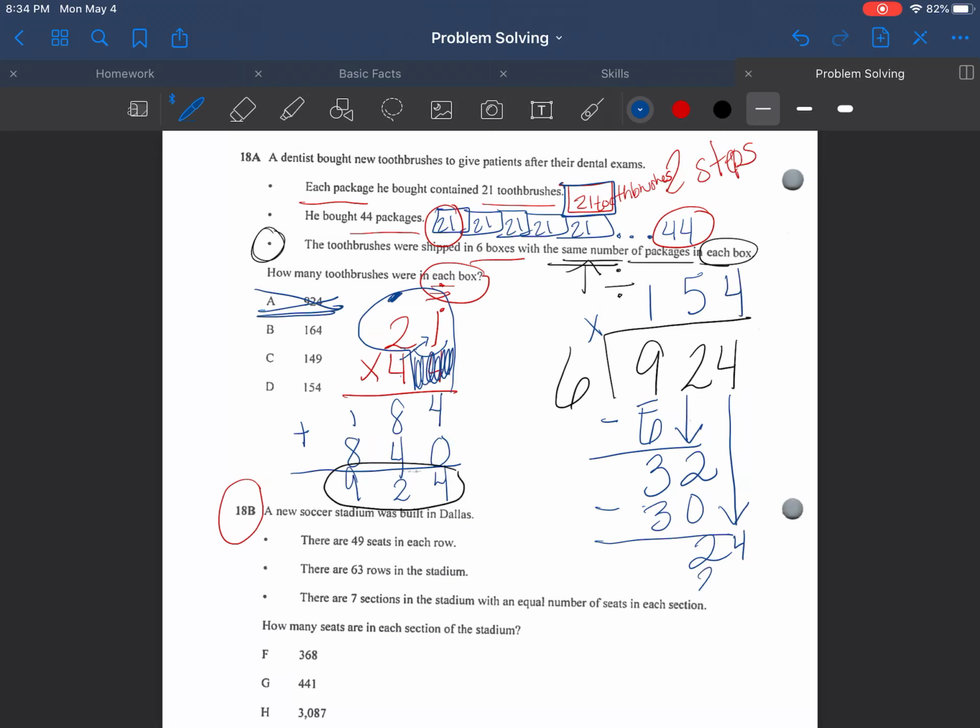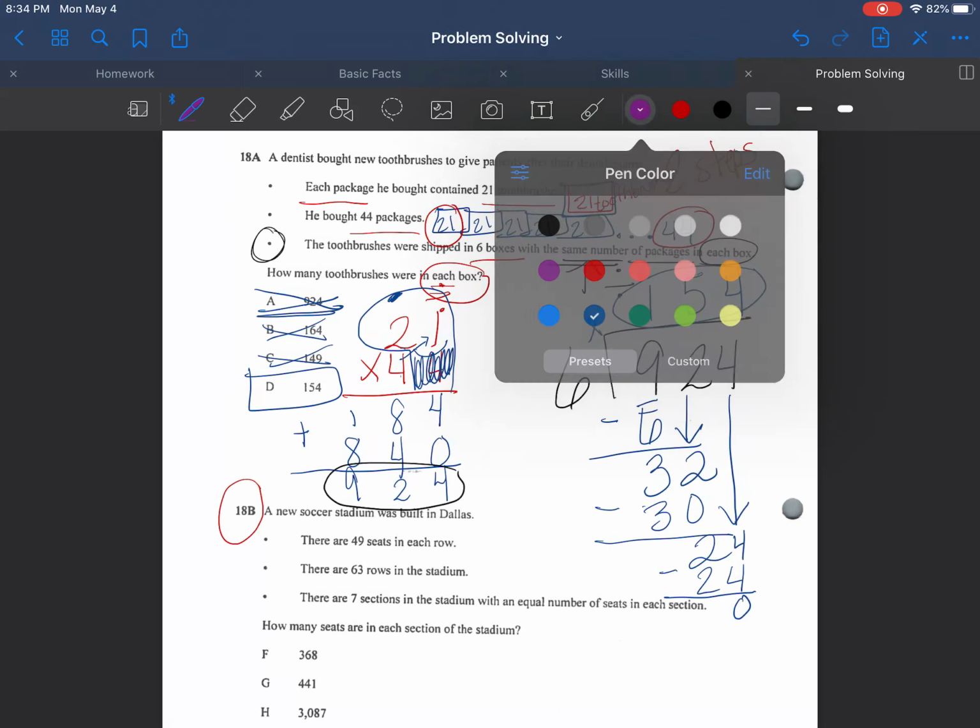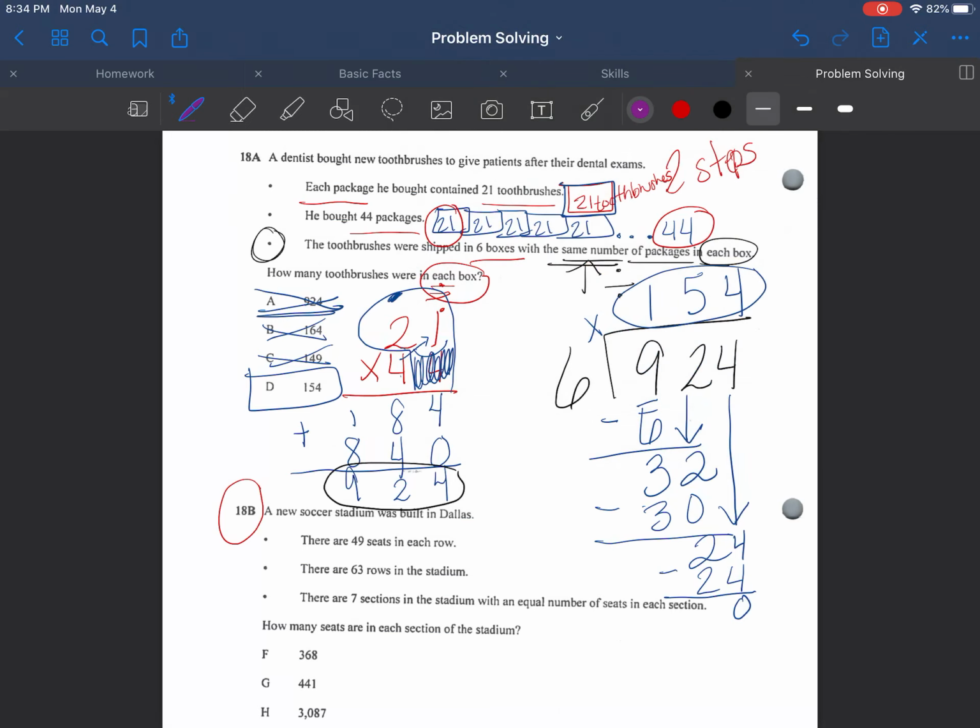So that's 24. 6 times what gives me 24? That would be 4. 6 times 4, 24. If we subtract 24 minus 24, that equals 0. So my answer would be 154.